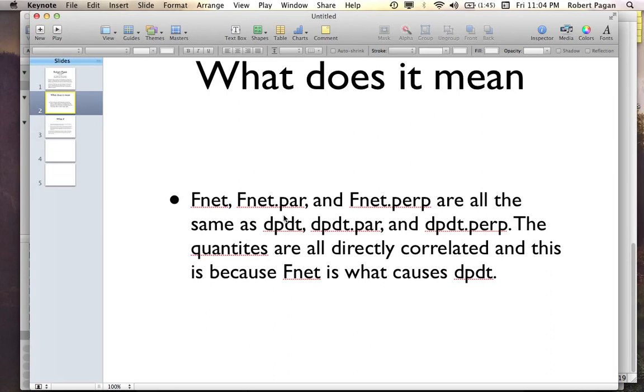Fnet parallel and Fnet perpendicular are the same as dPdt and the parallel and perpendicular components of that because they're all directly correlated. What is different about them is that Fnet is what causes dPdt and its components to be what they are. If you look at the formula, Fnet equals dPdt, that's pretty clear. But Fnet is like the outside force. It's what's being added to the system. So then dPdt and its components are just results of that.